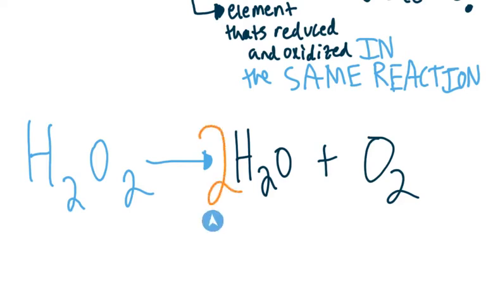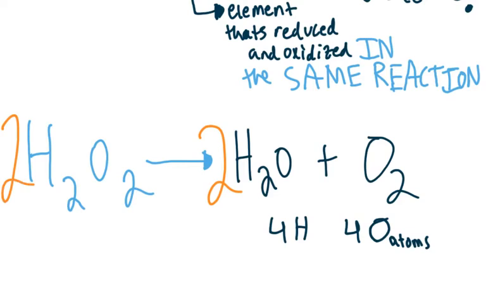Now we have 4 hydrogen atoms on the product side, and we would have 4 oxygen atoms on the product side also. Let me just write atoms here, so we know we're talking about 4 oxygen atoms and 4 hydrogen atoms. But here we only have 2 of each. So all we have to do here is also add a 2. And we're balanced.